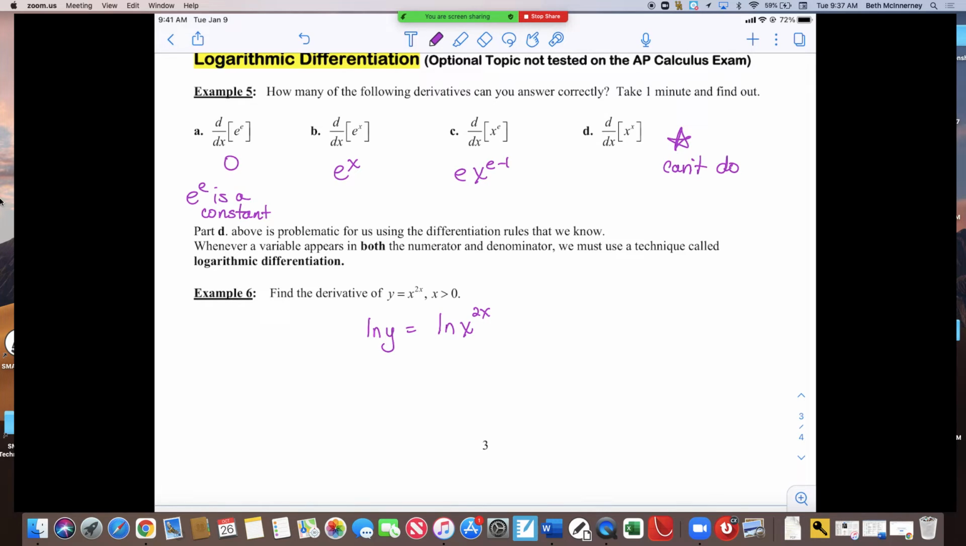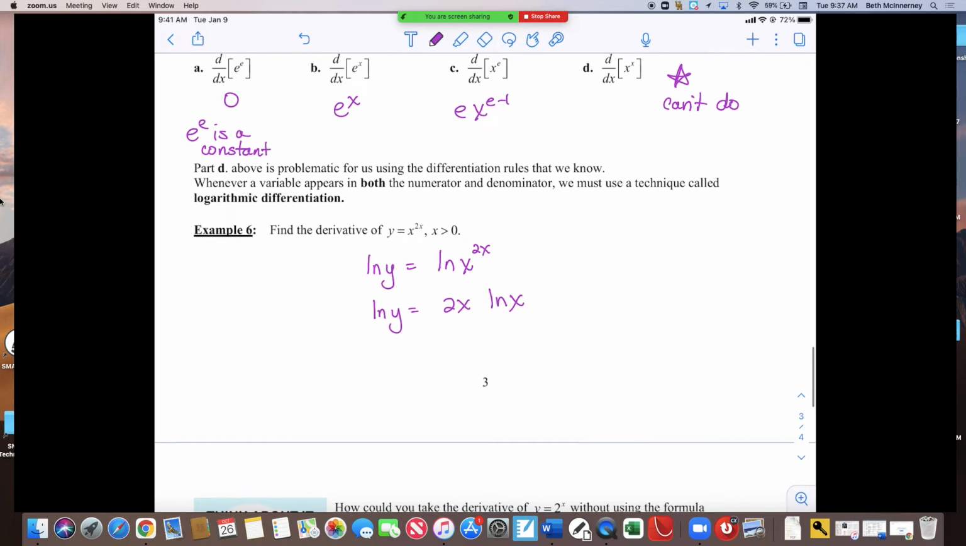Maybe we need to fine tune what our power rule is. Why is this not the power rule where I bring down the power? What does the power have to be? A constant, okay? It has to be a real number. So you can't apply the power rule. This is really, really good for us to distinguish here. So now I can take the natural log of both sides and then use that power rule.